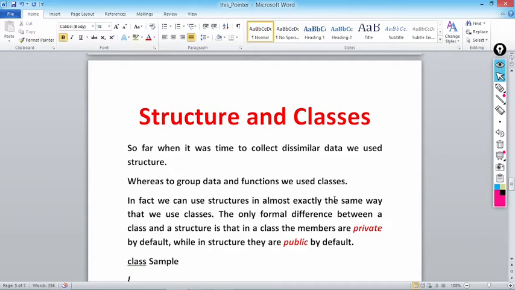In fact, we can use structure in almost exactly the same way that we use classes. The only formal difference between a class and a structure is that in a class the members are private by default, whereas in structure they are public by default. So this is the only basic difference between structures of C++ and classes of C++. What is the difference? If we are not declaring any access specifier at the time of declaration of a class or a structure, in classes the data members are by default private, whereas in structure the data members are always public.